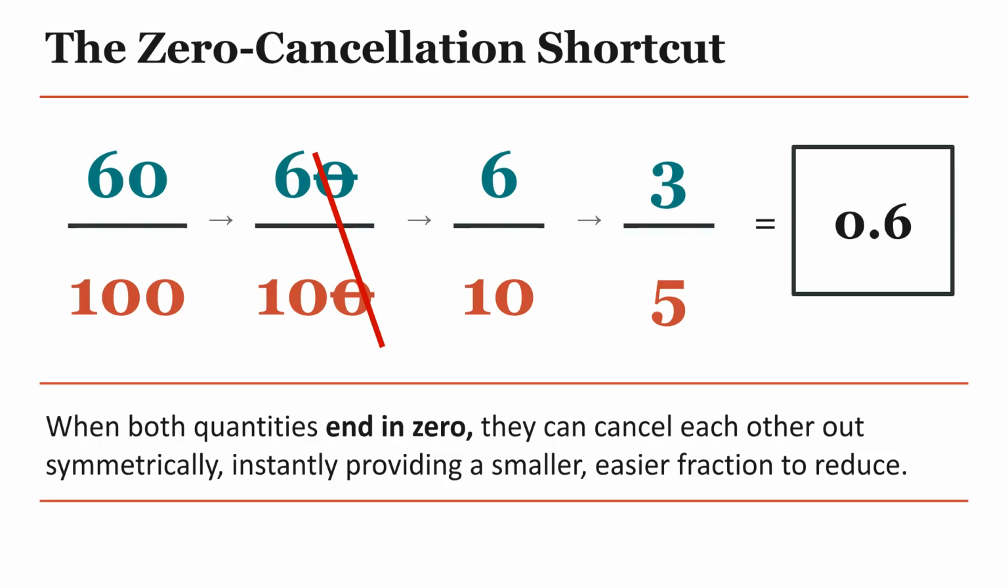Here is a useful shortcut. If both quantities end in 0, you can cancel them out symmetrically. This gives you a smaller, easier fraction to reduce, turning a complex calculation into something much simpler.